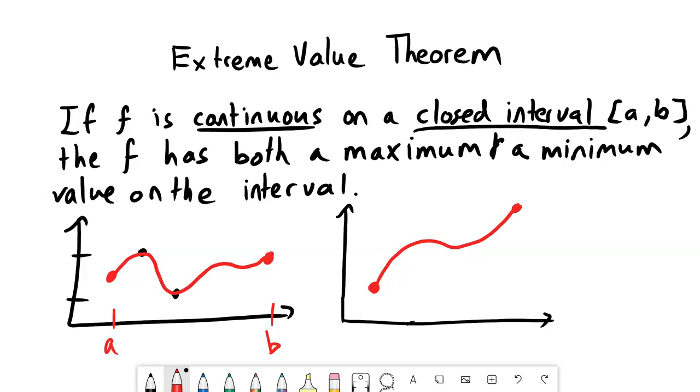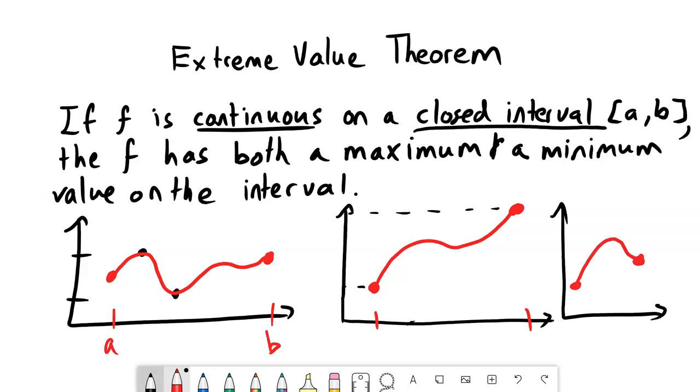Here's an example of the endpoints of the interval being the max and minimum value. See, now this is the maximum value and this is the minimum value. And then of course there can always be some in-between type of thing, where the endpoint is the minimum, but somewhere else is the maximum. So here's the minimum and here's the maximum.